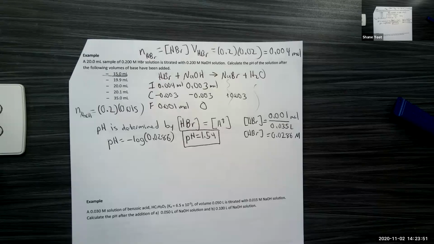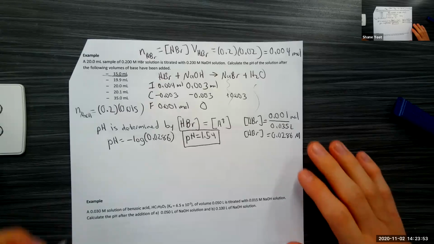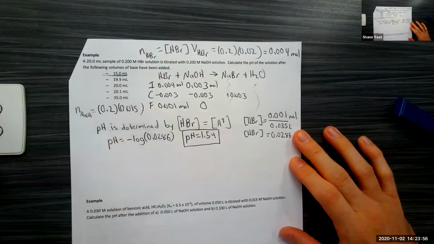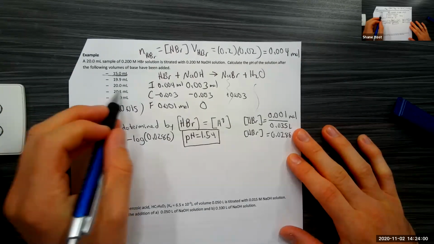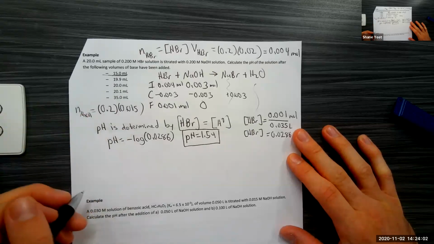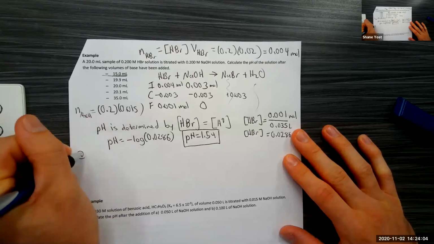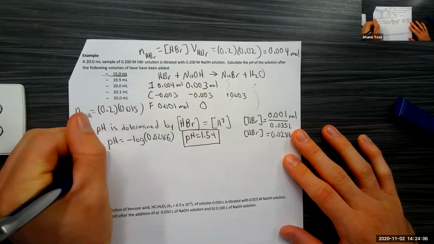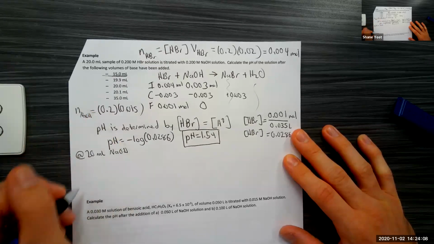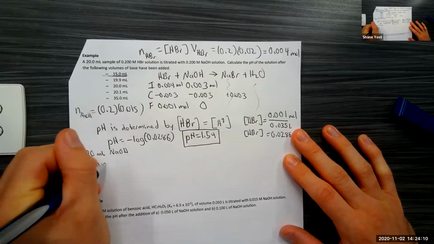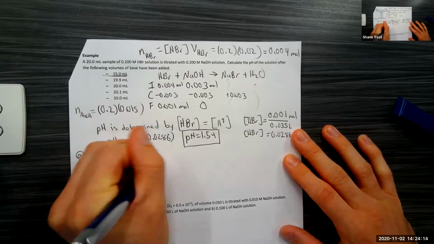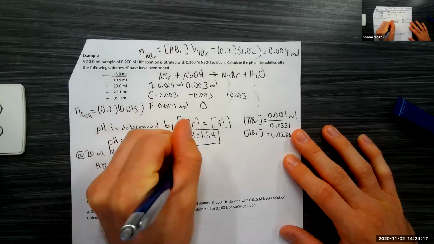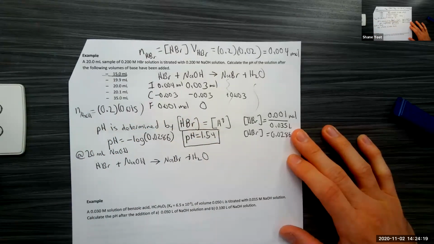So we'll do at least one more of these right now. The pHs of all of these are posted online. But let's look at the 20 milliliters example. At 20 milliliters of NaOH, I have that same reaction, HBr plus NaOH going to NaBr plus H2O.